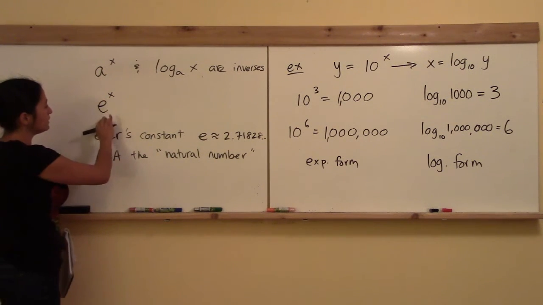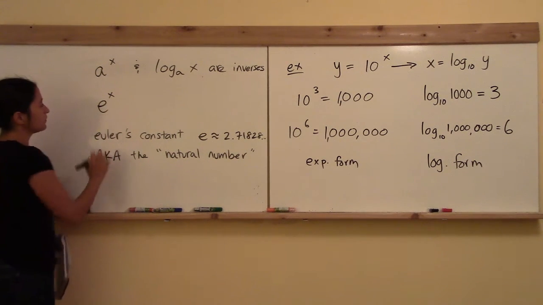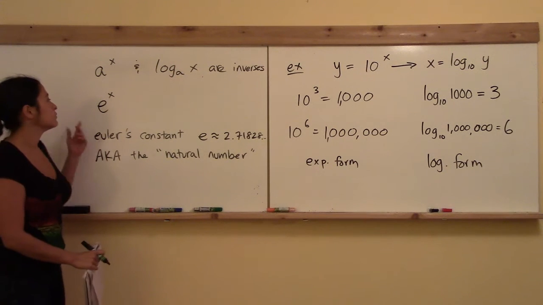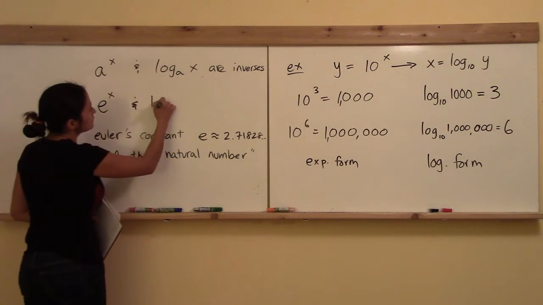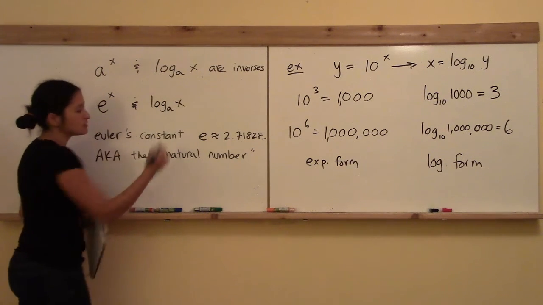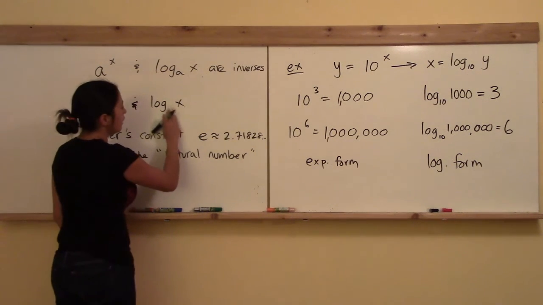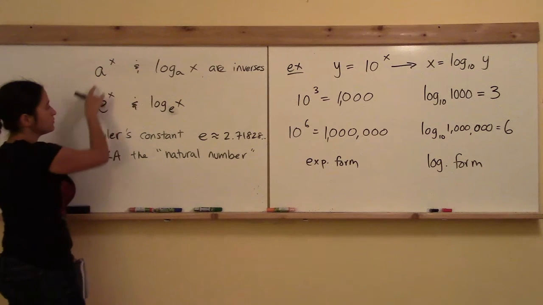Okay, so e to the x is what we call the exponential form with the natural base e, and its inverse is going to be log base e of x. But we actually don't call it that. See how I replace the a with the e here?